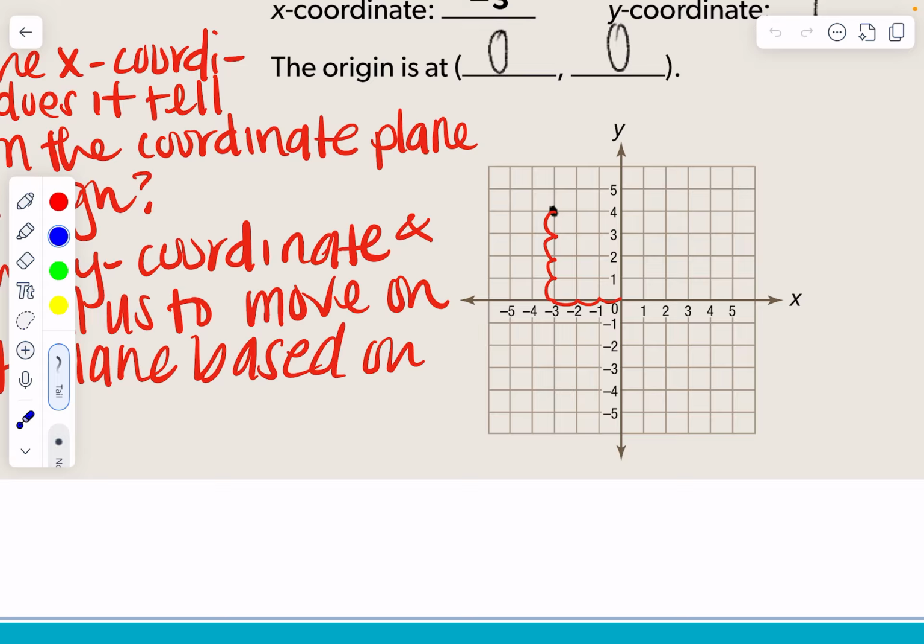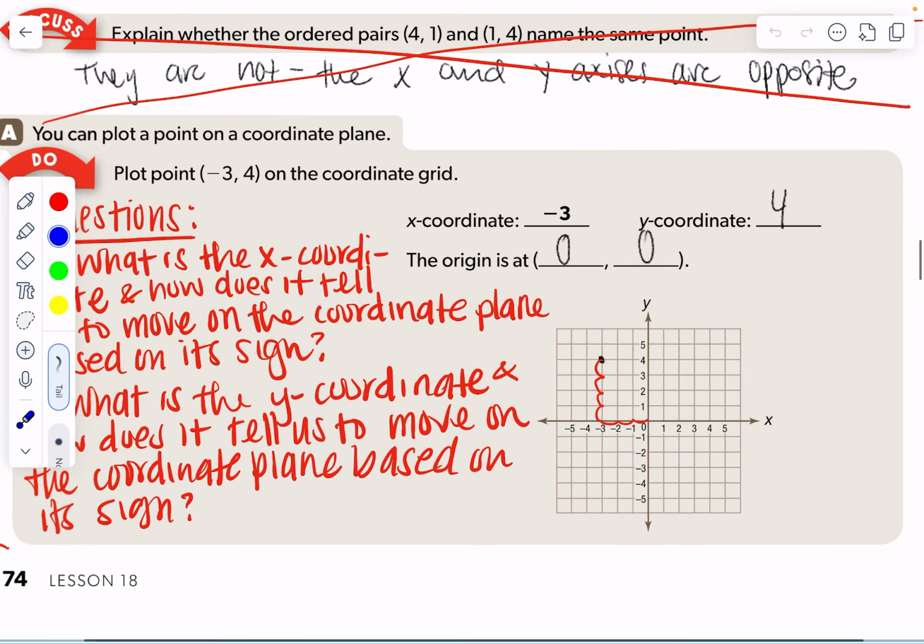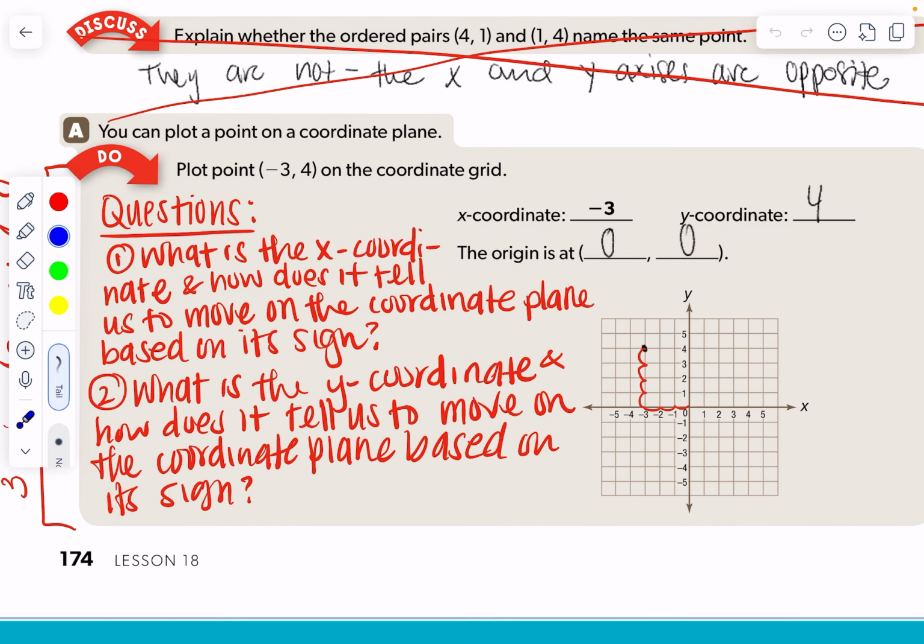Well, we know that our negative numbers are to the left. So we need to move to the left. How many spaces? 3 spaces. 1, 2, 3. We are not done there because we have to account for our y-coordinate. And in the past, our y-coordinate told us how many units we need to move up. However, today what we are learning is that we can move up or down when given our y-coordinate.